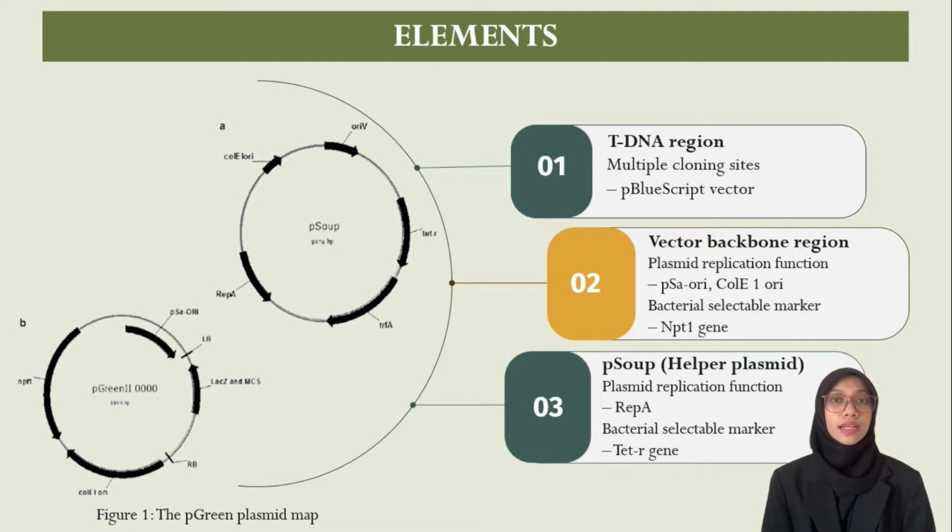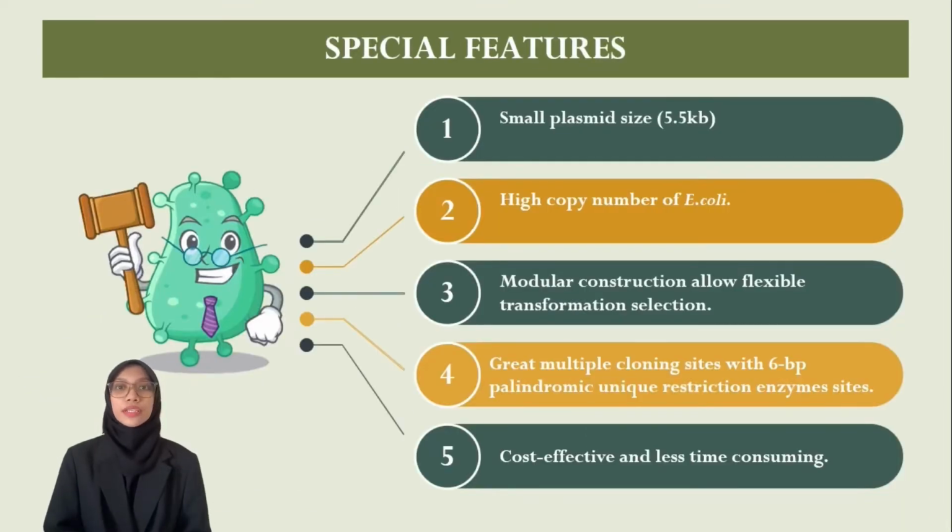Because pGreen is unable to replicate in agrobacterium, it is maintained in agrobacterium by the replicase provided by pSoup, the helper plasmid. pSoup contains the functional elements that enable replication in agrobacterium, which is the pSa replicase gene, RepA, and also contains the bacterial selection marker, which is the TetR gene that confers tetracycline resistance, hence the plasmid can be maintained in agrobacterium. The popularity of the pGreen binary vector system is in part thanks to its versatility, which means the special features of this binary vector.